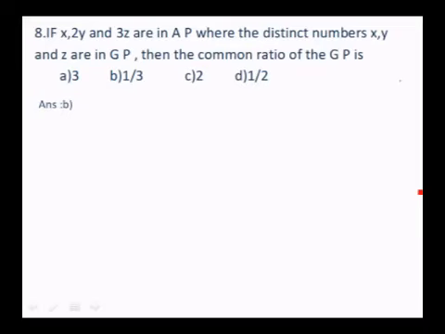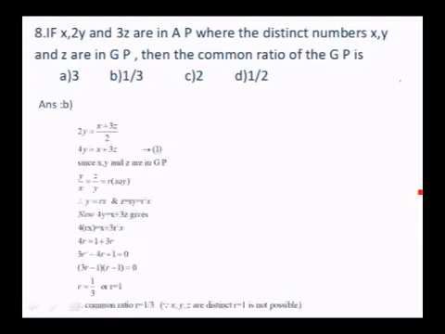Let us start with the 8th question. If x, 2y and 3z are in AP, where the distinct numbers x, y and z are in GP, then the common ratio of the GP is, with 4 options: A) 3, B) 1 by 3, C) 2, D) half. Here we are using the concept of both AP and GP. If three numbers A, B and C are in AP, then we write 2B is equal to A plus C. So, here we write 2y is equal to x plus 3z by 2, so that 4y is x plus 3z.